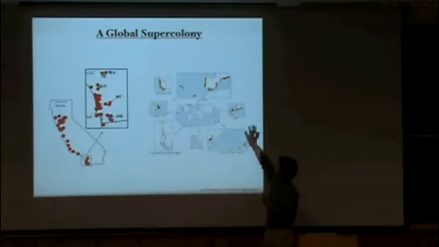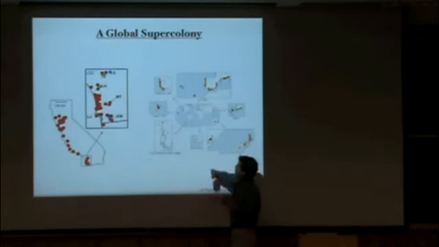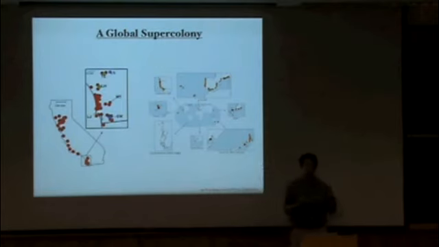But interestingly, other research groups have shown that other parts of the introduced range also harbor supercolonies. So this is true for New Zealand, the true Mediterranean, Japan, Hawaii. In those places, Argentine ants display the same colony structure as they do in this introduced range in California.